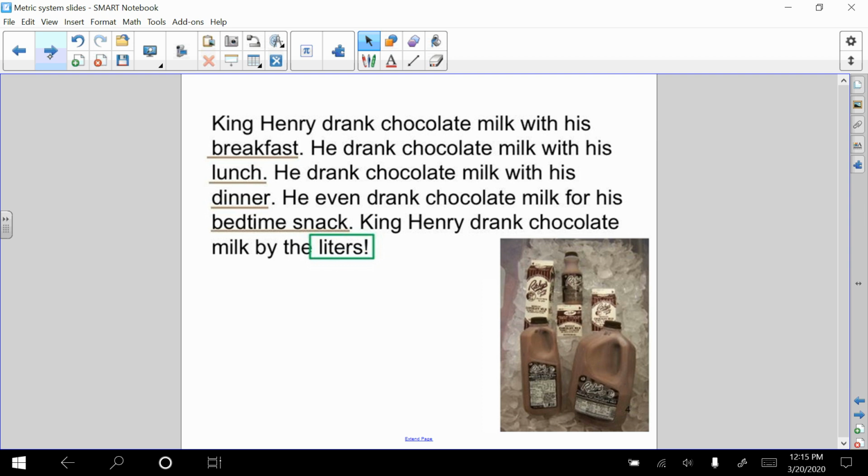King Henry drank chocolate milk with his breakfast. He drank chocolate milk with his lunch. He drank chocolate milk with his dinner. He even drank chocolate milk for his bedtime snack. King Henry drank chocolate milk by the liters.